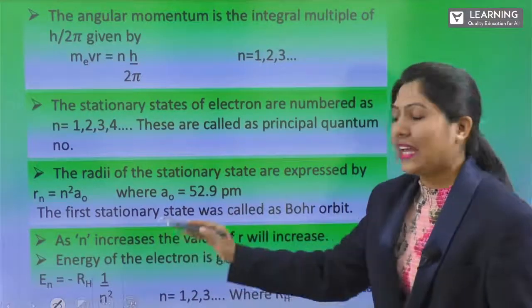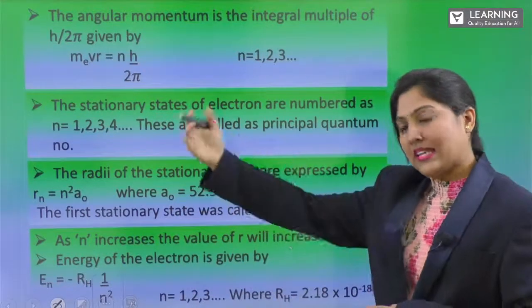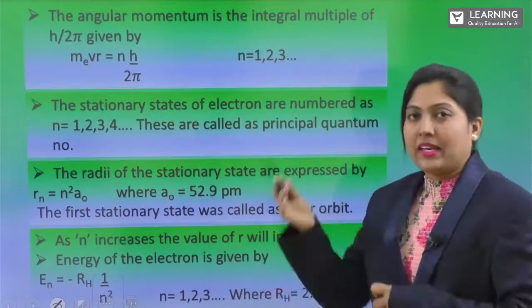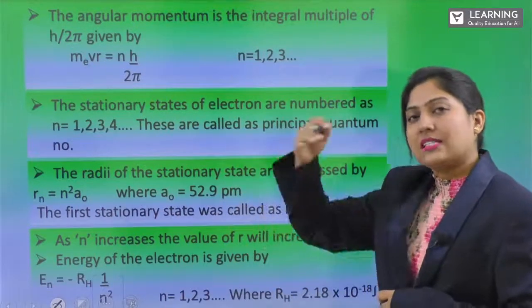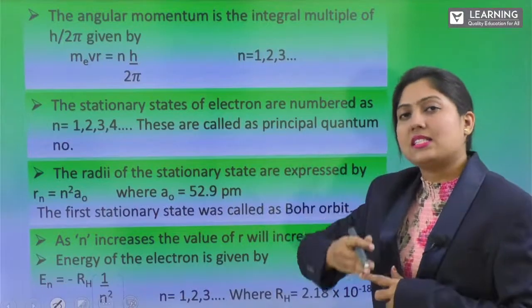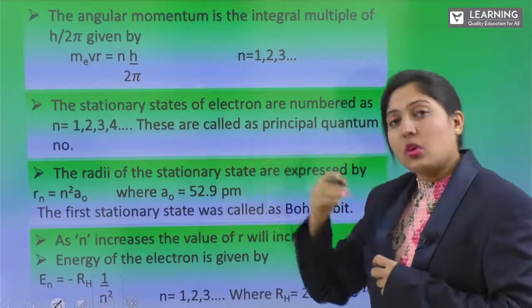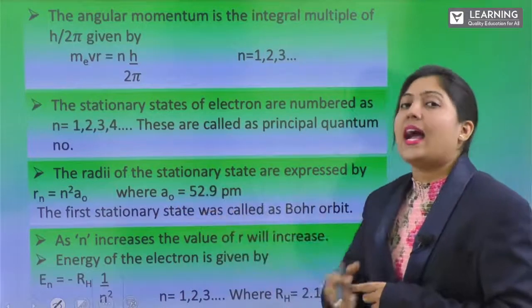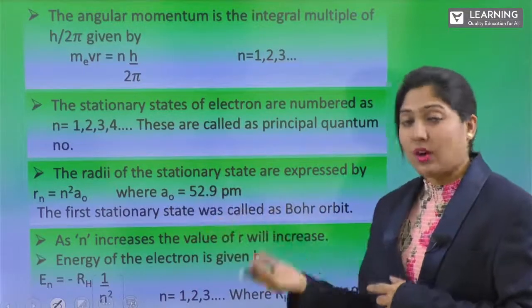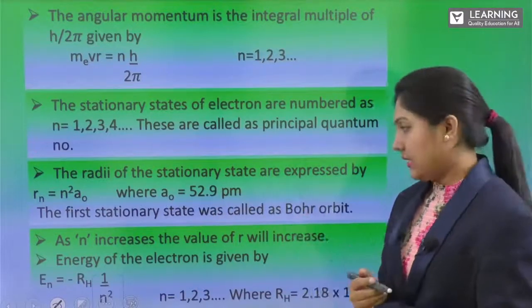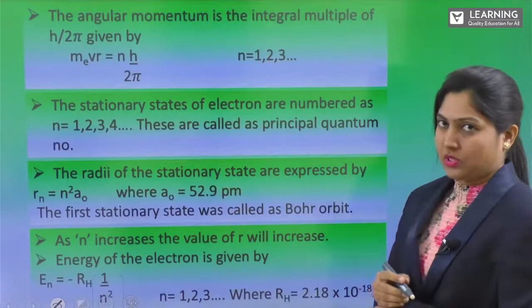Next, as n increases, the orbits increase, and the value of R also increases. So obviously, if the number of concentric circles is increasing, the distance from the nucleus to the circle will increase. So by that, the radius increases. As the radius increases, as I already said to you, the energy of the orbit also increases. That is what is mentioned here.